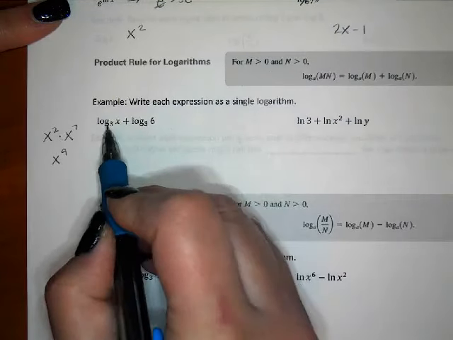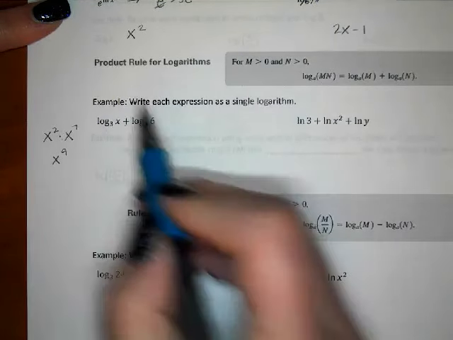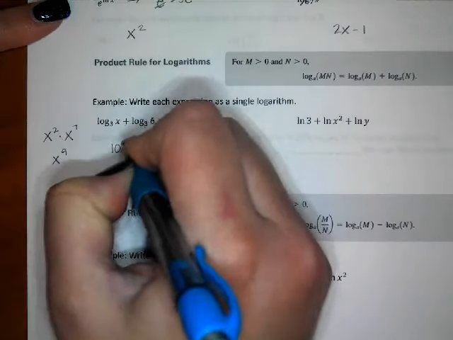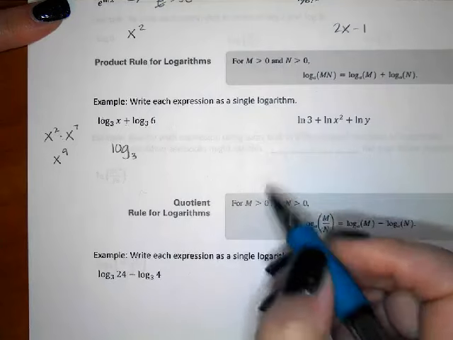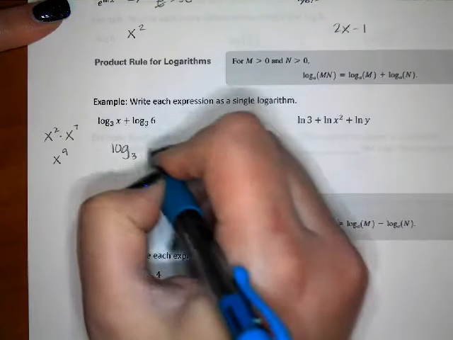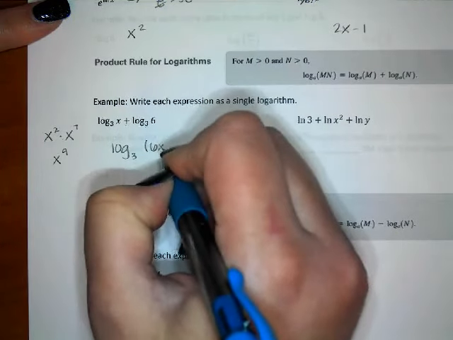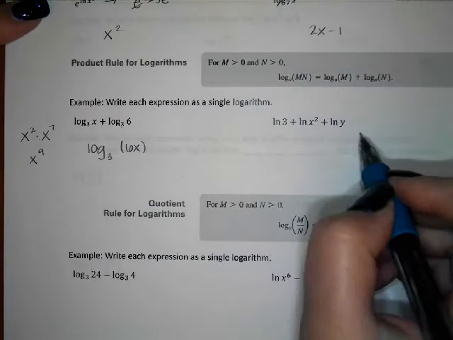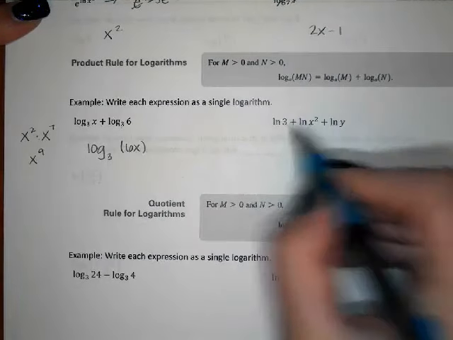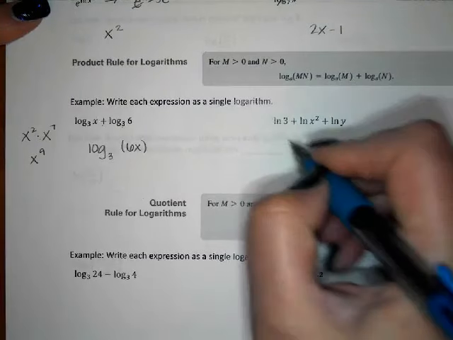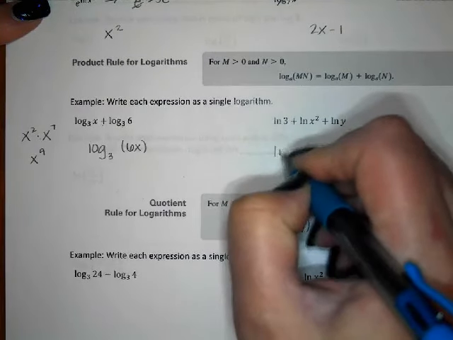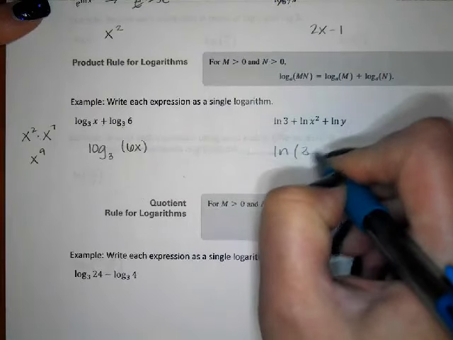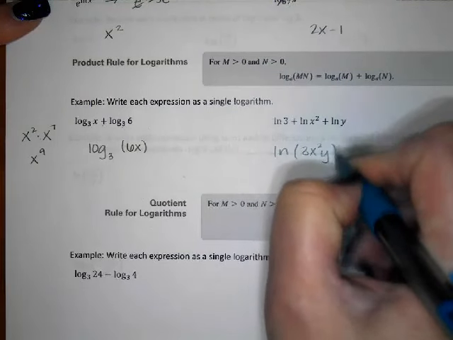When you see that two logarithms are being added, it really means that they're being multiplied together, or that what you're taking the log of is being multiplied together. So this is log base 3 of 6x. This one, we have 3 logs we're adding together, so we're going to think of multiplying the 3 things that we're taking the log of. So ln, or log base e, is of 3x squared y.